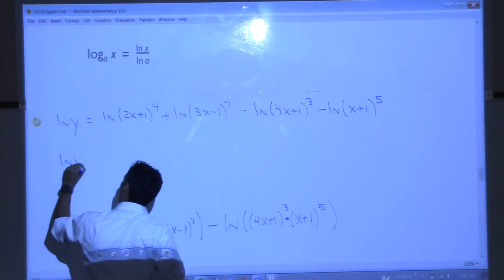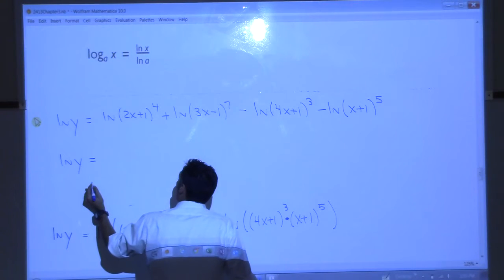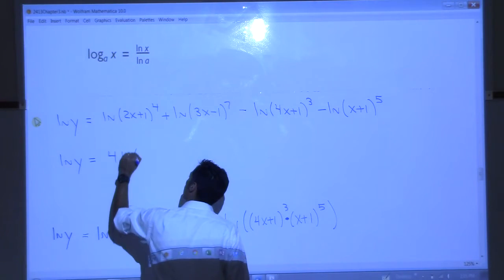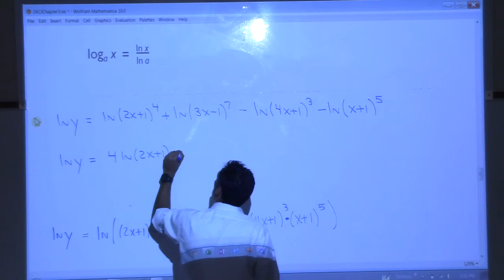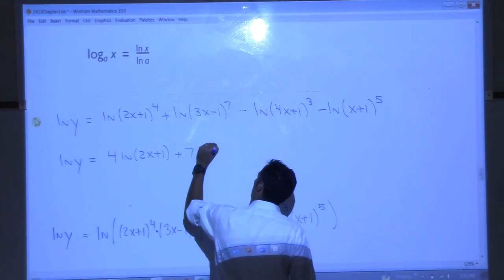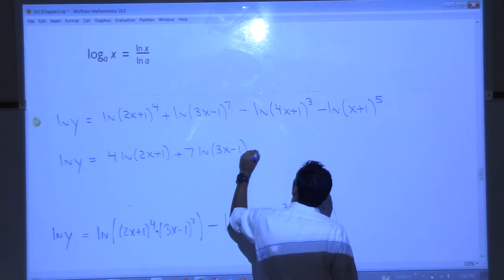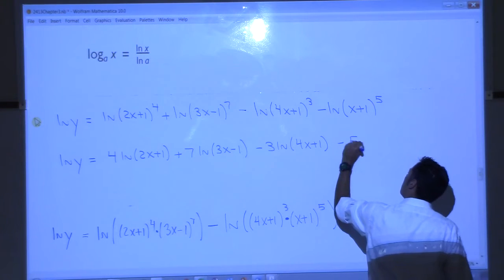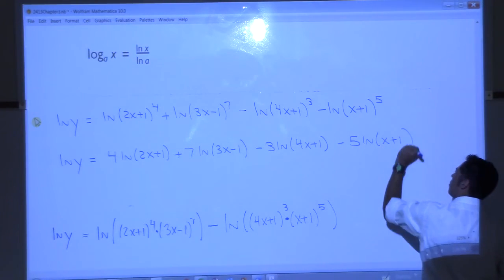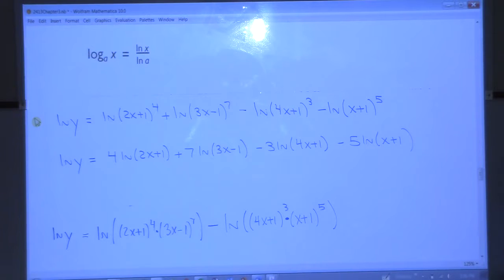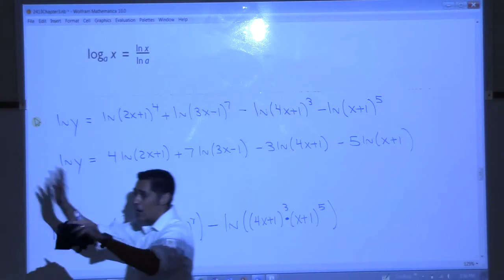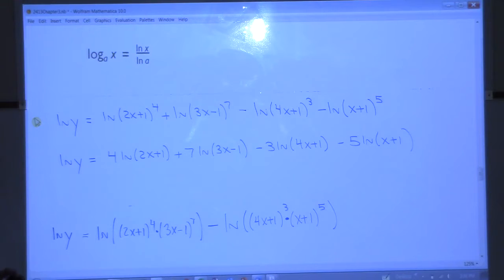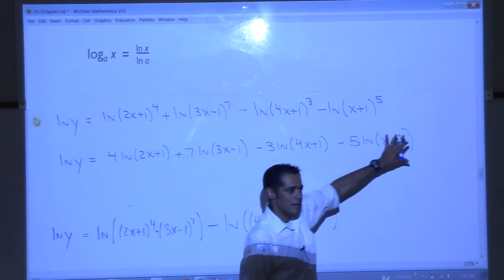Next line, natural log y equals 4 natural log (2x plus 1) plus 7 natural log of (3x minus 1) minus 3 natural log of (4x plus 1) minus 5 natural log of (x plus 1). What did I do there? Exponent rules of logs. I've done no derivatives, right? I've done no calculus at this point. Zero calculus. It's just been using algebra to take that big ugly thing and expand it out to look like this. Y'all okay with that?